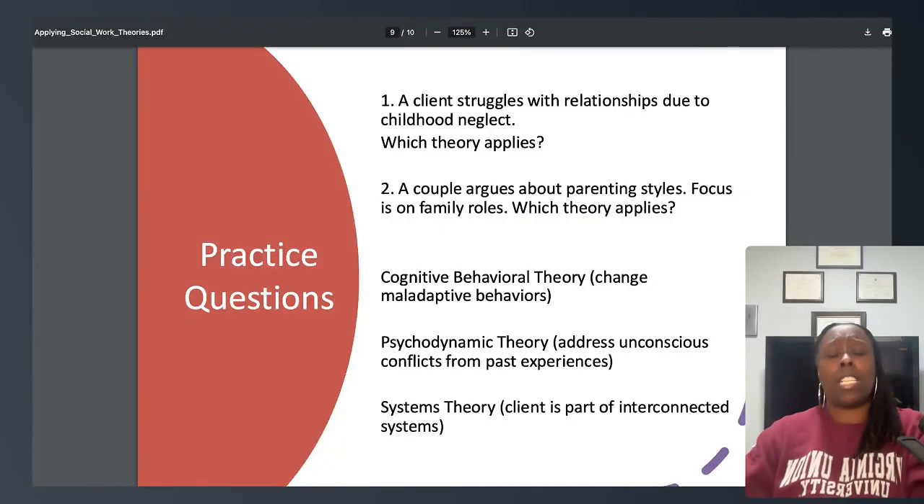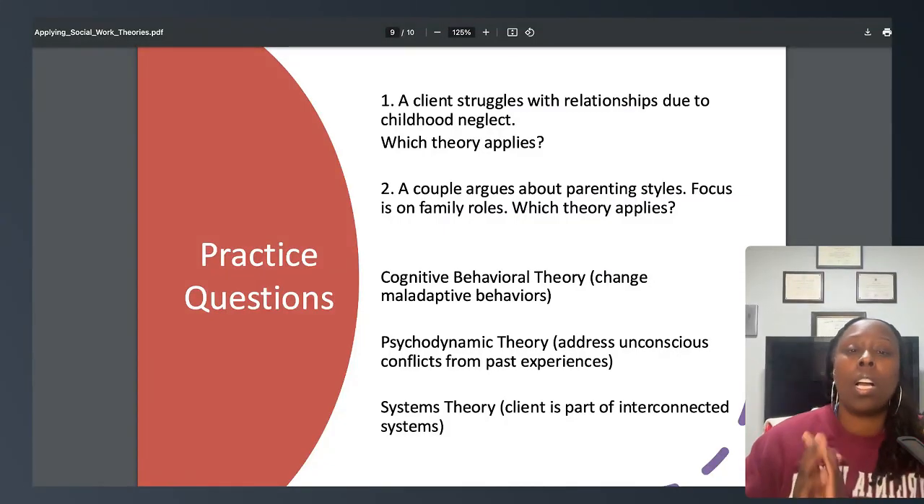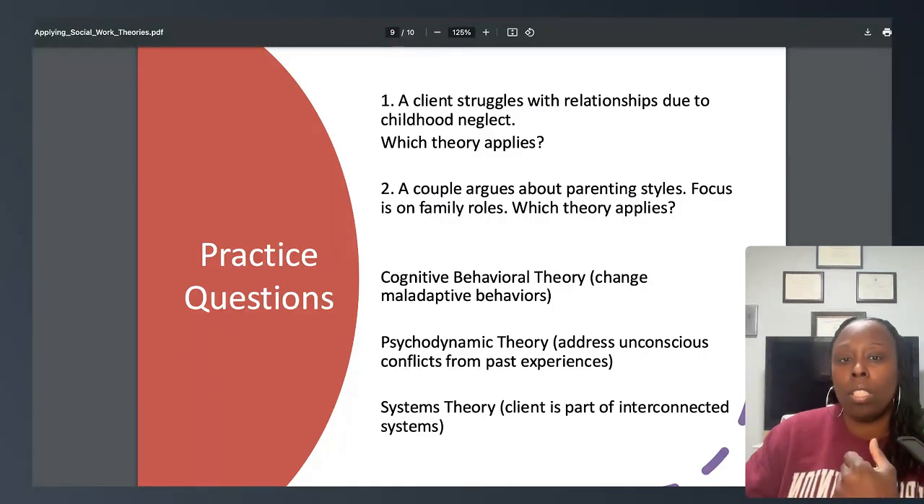All right, so let's jump into these practice questions. Number 1: a client struggles with relationships due to childhood neglect. So, childhood, dealing with neglect. What do you think we're going to do here? Do you think it's a cognitive behavioral theory or therapy that we need to work with on this client to address? Is there any maladaptive behavior that we're trying to address here? I don't see any maladaptive behaviors.